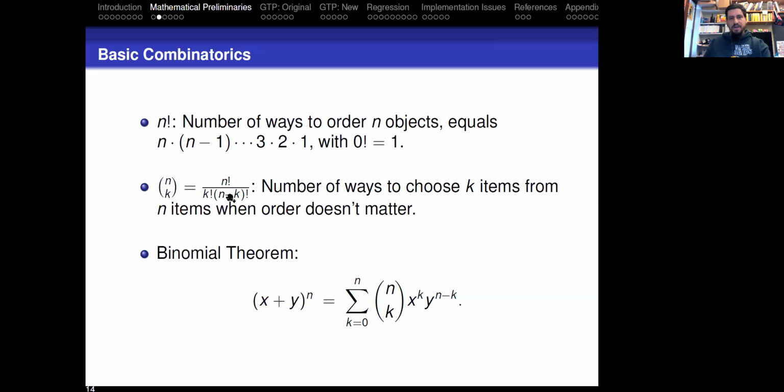You can see this because n factorial divided by n minus k factorial is just going to give you the number of ways to choose k objects from n when order matters. And then when we divide by k factorial, that takes away the order.